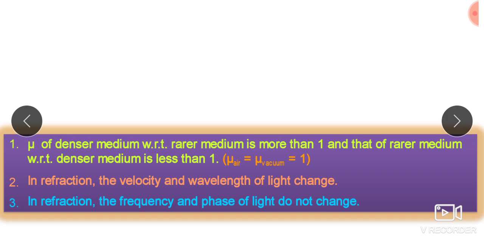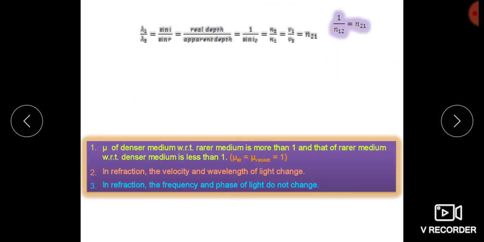The second point: in refraction, the velocity and wavelength of light change. In refraction, the frequency and phase of light do not change. Wavelength is changing and speed is changing. That's why in these formulas we are talking about the refractive index in terms of speed and in terms of wavelength, but not in terms of frequency, because frequency is constant and the phase is constant. The denser medium has a higher refractive index than the rarer medium.